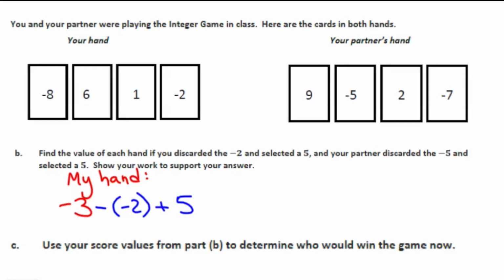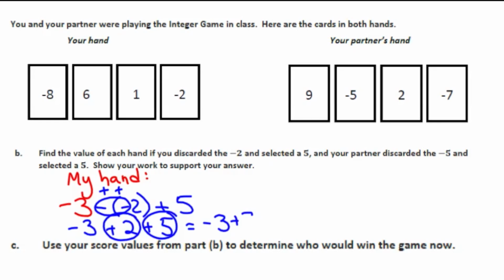Subtracting numbers is the same as adding the opposite. So subtracting -2 is really the same as adding +2. So I have a -3, a +2, and a +5. Again, I'll add my positive numbers together and my negative numbers together. So I have -3, the positive numbers add to 7, so the value of my hand is 4.